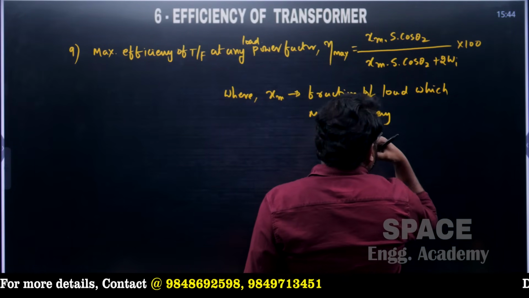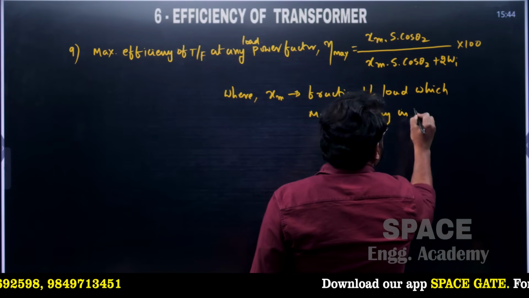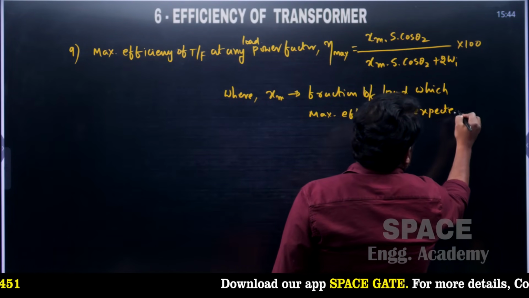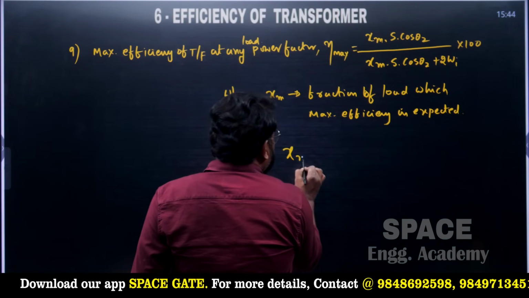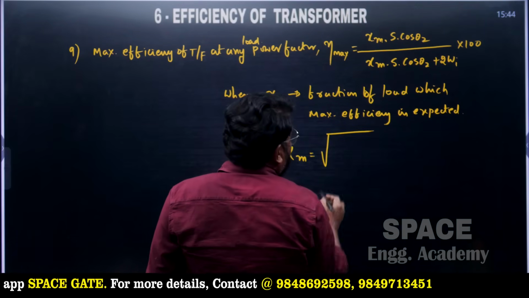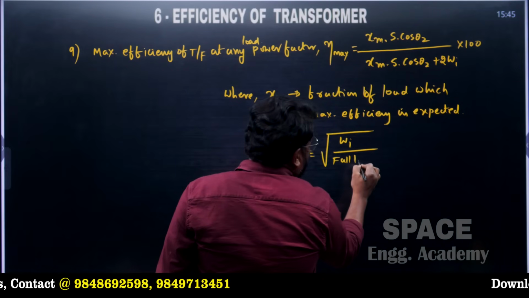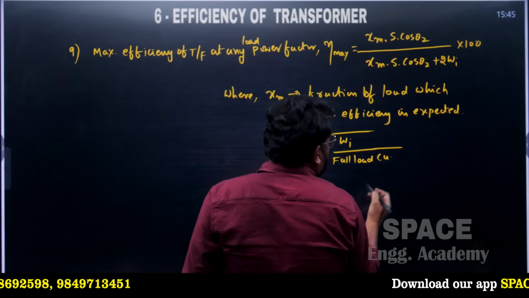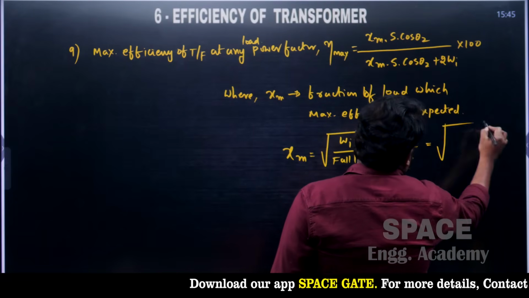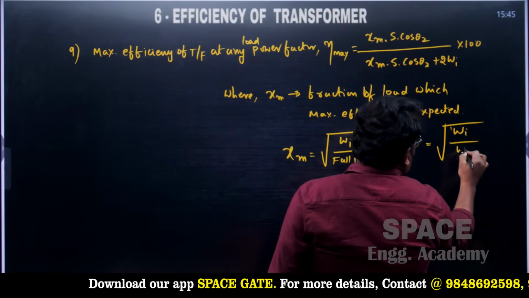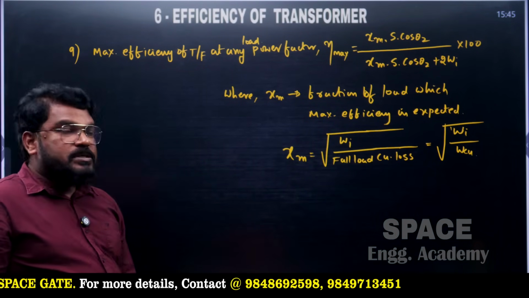Efficiency: the fraction of the load at which maximum efficiency occurs, or the expected maximum efficiency. The value of xm is always equal to the square root of iron losses divided by the full load copper losses of the transformer. This we can also write as the square root of iron losses divided by the copper losses of the transformer. This is the fraction of the load at which maximum efficiency occurs.